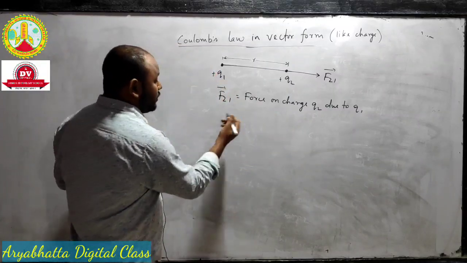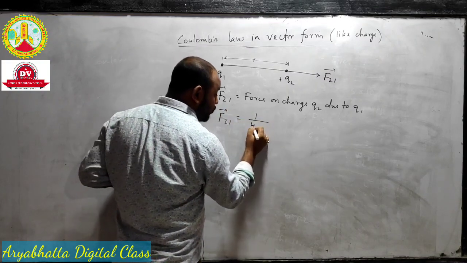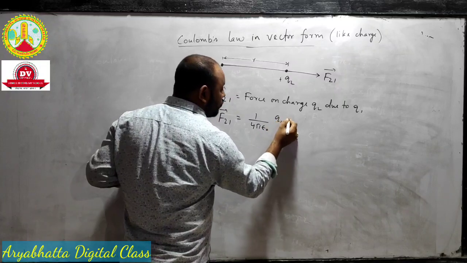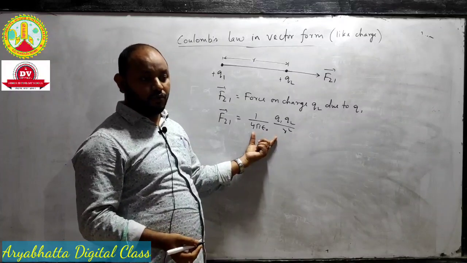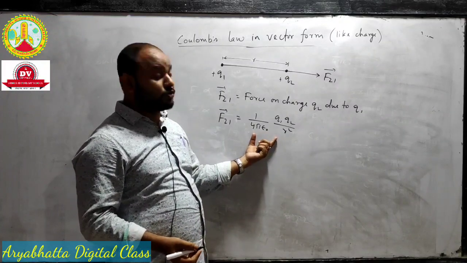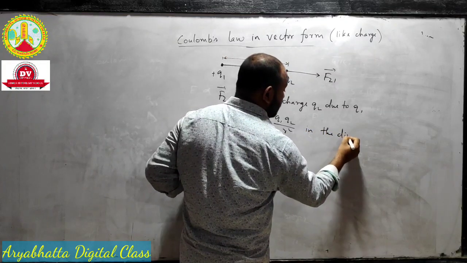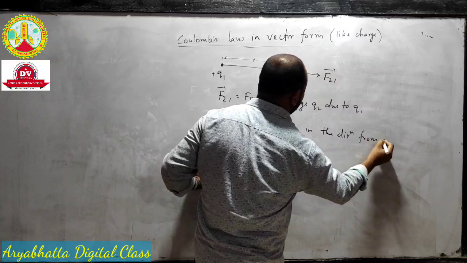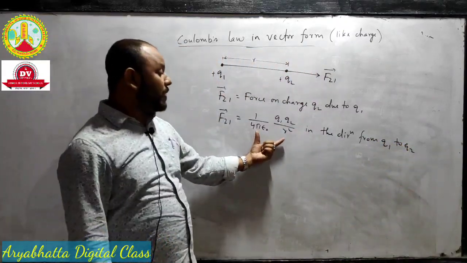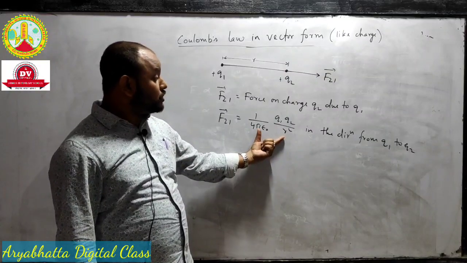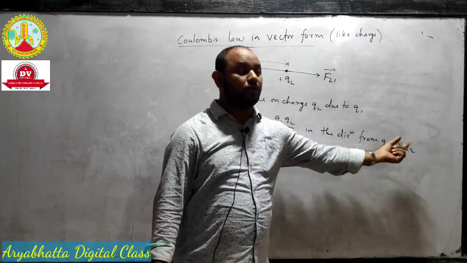If you write in vector form, F21 will be 1 by 4 pi epsilon naught Q1 Q2 by r square. This is the magnitude. The direction of the force we can write is in the direction from Q1 to Q2. This is the magnitude of the force, and the direction is from Q1 to Q2.